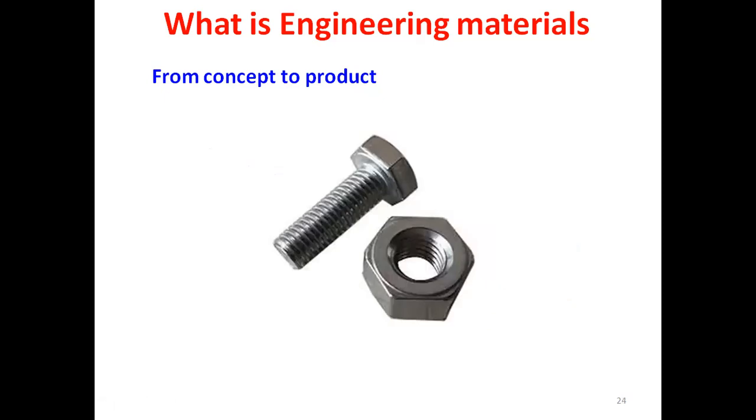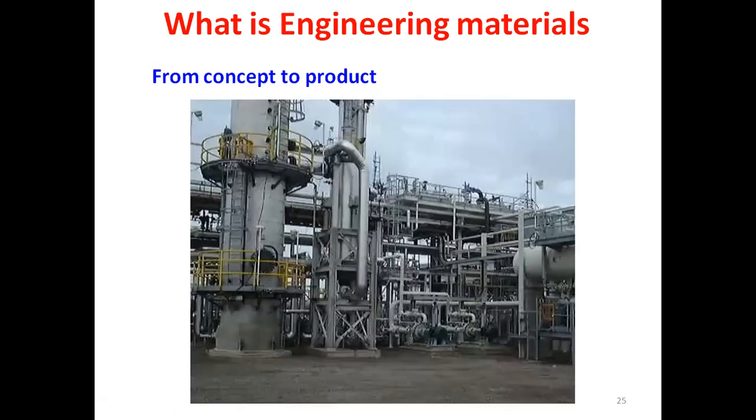Nuts and bolts are mostly made of mild steel, and they are electroplated in order to avoid the rusting problem. In industry, in fertilizer industries, in refineries, or other industries, you would see a tremendous amount of complicated piping and machinery such as pumps, compressors, turbines, and equipment like heat exchangers, pressure vessels, valves, and all of those would be made of mild steel.